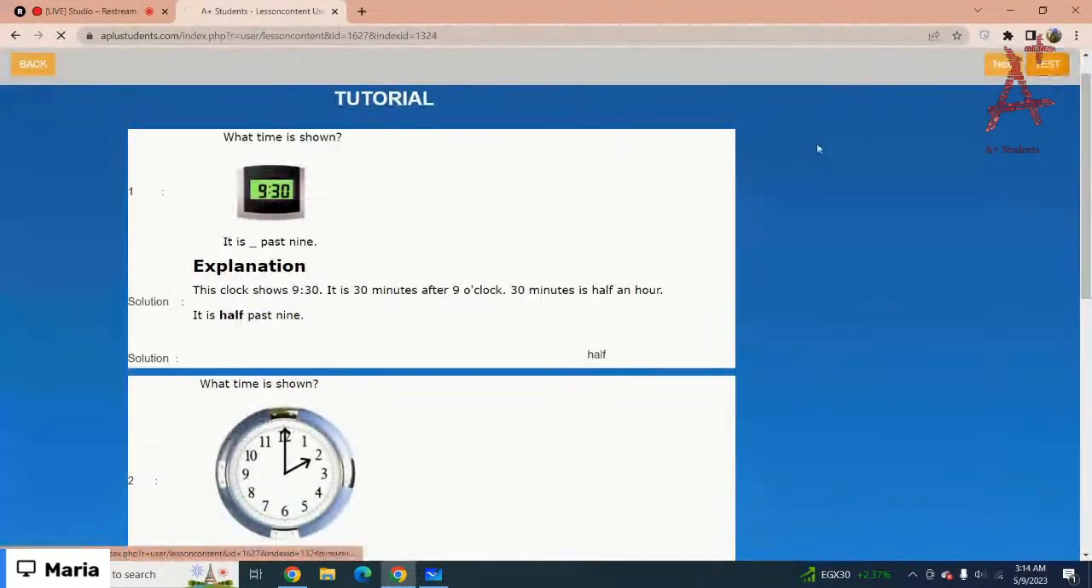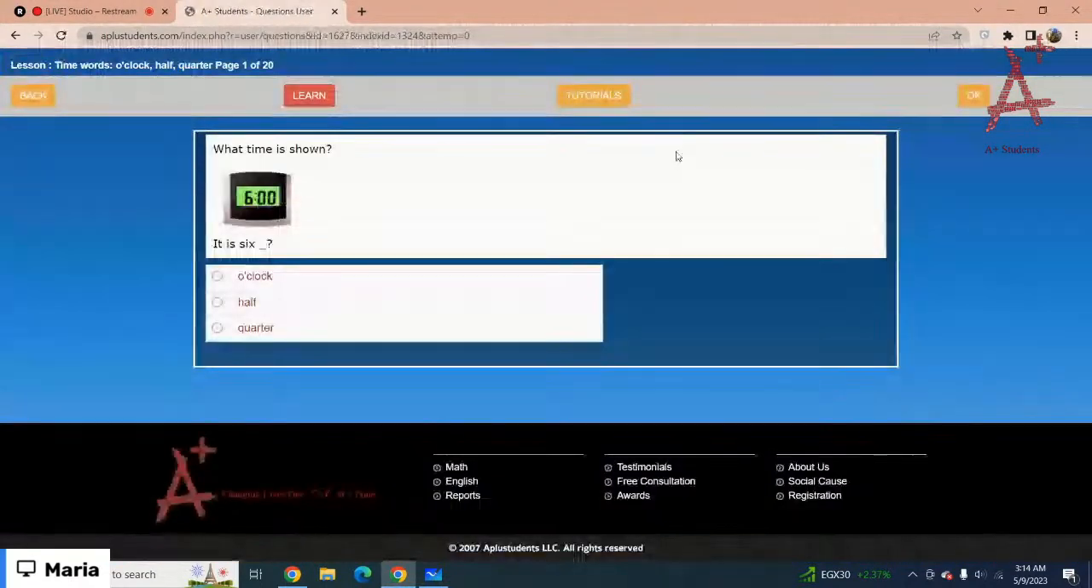Okay, what time is shown? So it is a digital clock. You can see here you have 6. That means it is 6 o'clock. The correct option is 6 o'clock. Option number 1 is the correct option.